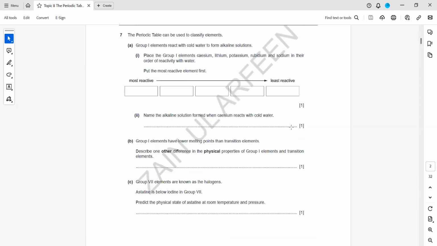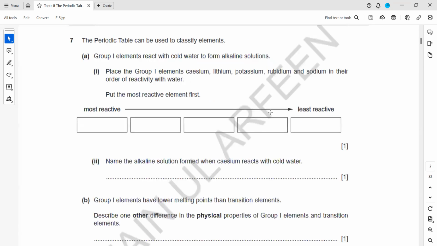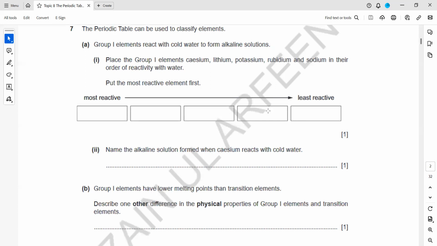Page 2. The periodic table can be used to classify the elements. We have group 1. Place the elements most reactive first and the least reactive last. When we go down group 1, reactivity increases as we go down the group. So which one is at the bottom? We have 5 elements: cesium, lithium, potassium, rubidium, sodium. Which is at the bottom of the periodic table in this series?